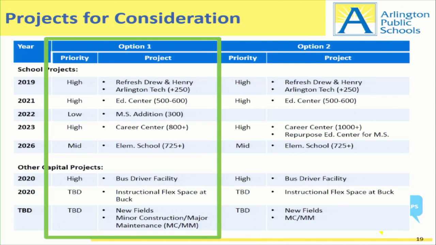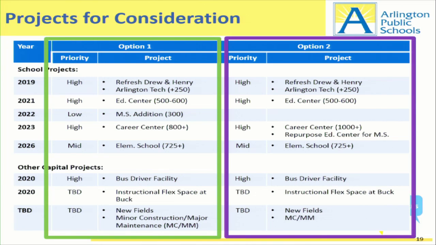The middle school, the first option, this is where the difference is, has a middle school addition. We're probably going to need 300 seats around 2022-23. In the other, if you look at the second option, we actually suggest that if we can get more seats at the Career Center, is there an option to reuse this for middle school seats, reuse the Ed Center for middle school seats? So that's the big difference between the two.